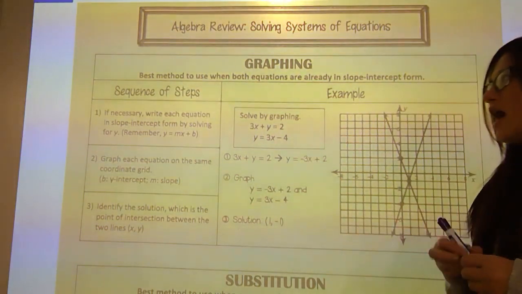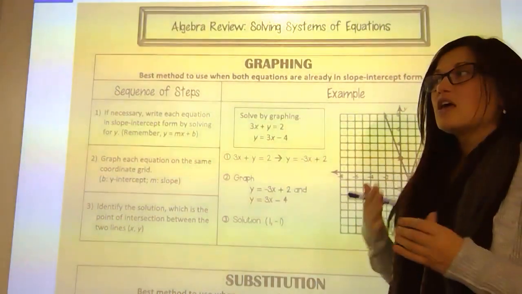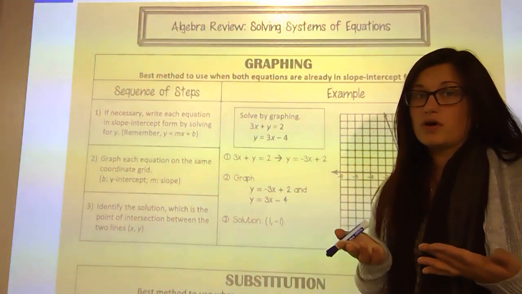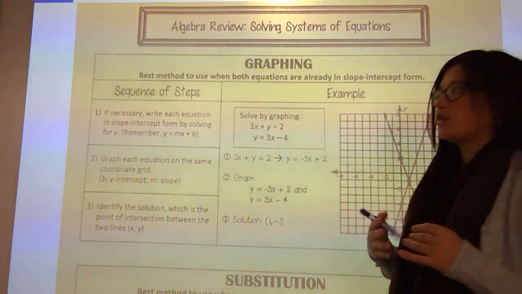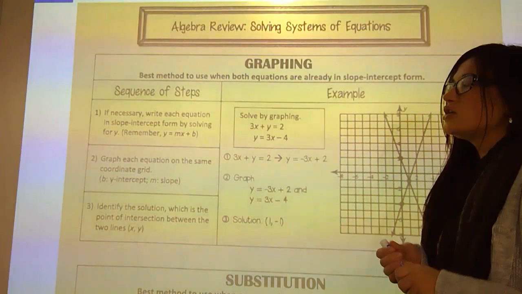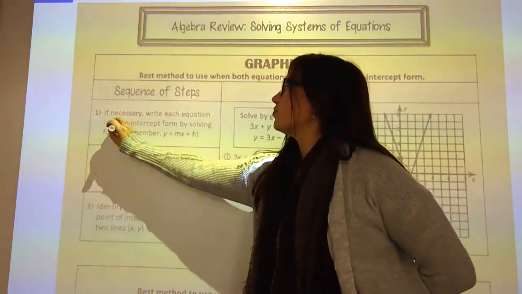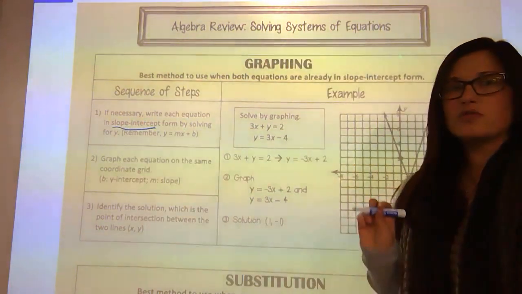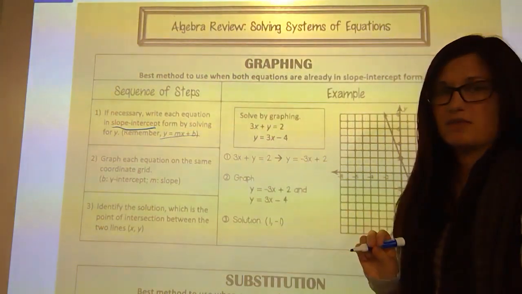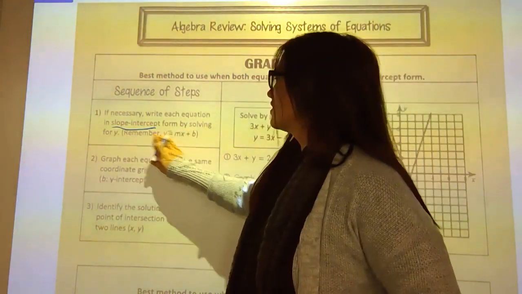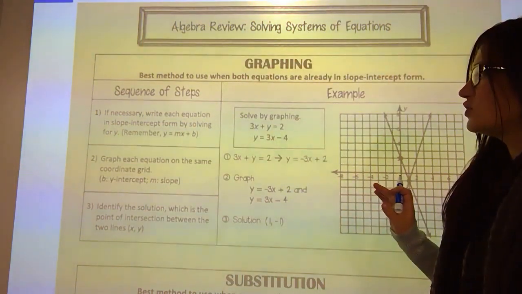But how would you graph? So one thing that's awesome is that with graphing these, you're not learning anything new, okay, to start with. So all of the steps are going to be steps that you've already learned. So step one, you need to make sure that each of your equations is written in slope-intercept form, okay? So remember what that slope-intercept form is. y equals mx plus b, okay? Those lines are very straight. y equals mx plus b. So that's what we need to do first.